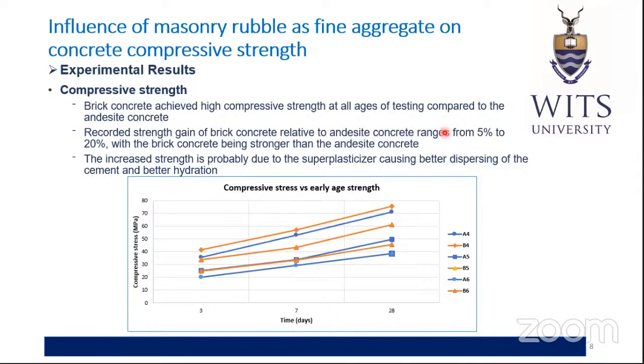The significant strength gain of the brick concrete can be attributed to the use of superplasticizer, which causes a better dispersion of cement as well as better hydration. The high strength gain may also be due to the significant sand content in the 0.5 and 0.6 mixes as shown on the graph.